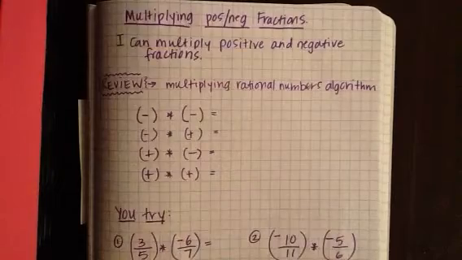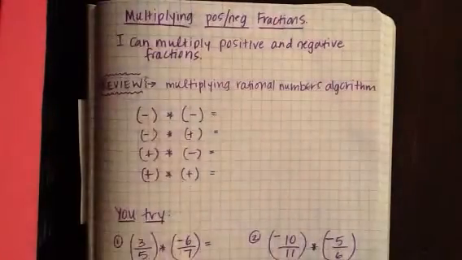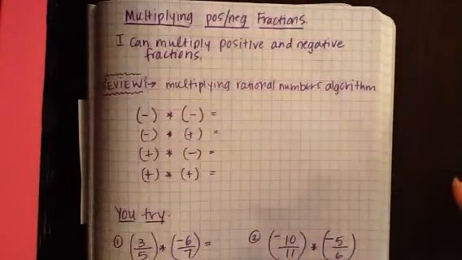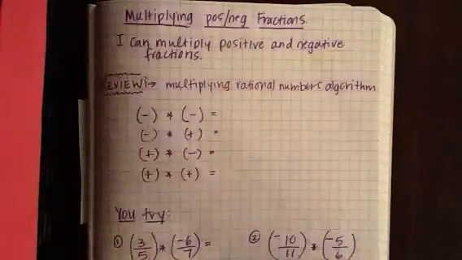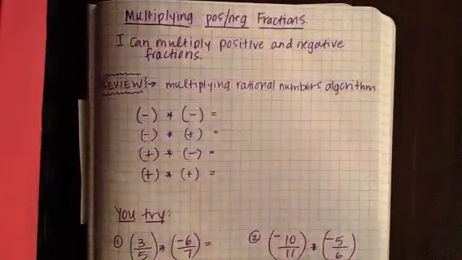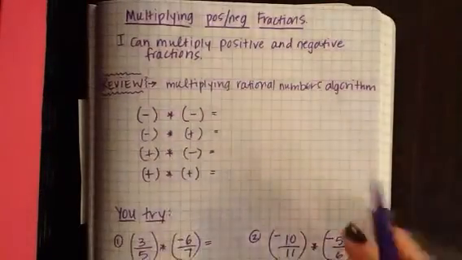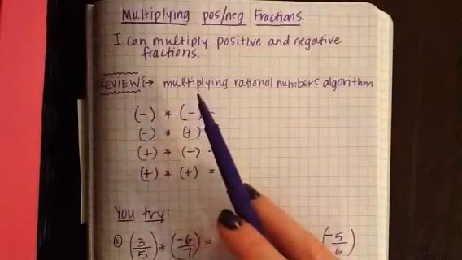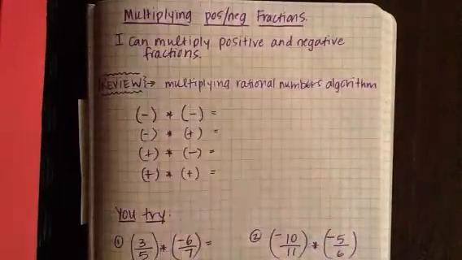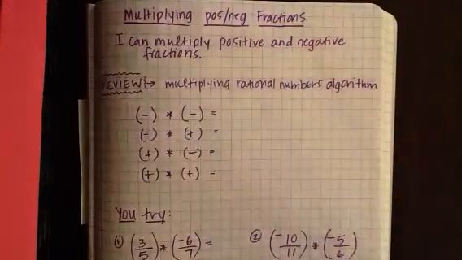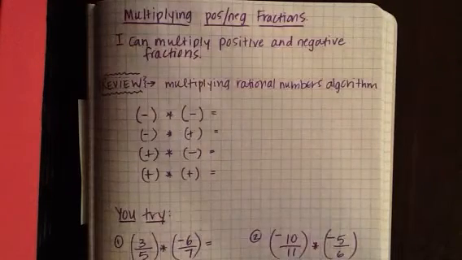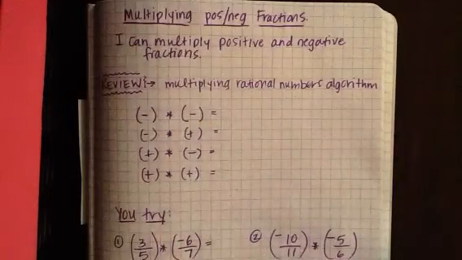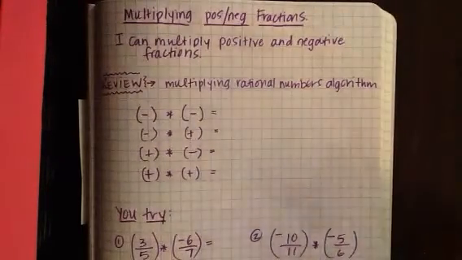In your interactive notebook table of contents, it should say pages 32 and 33 for multiplying positive and negative fractions, or just multiplying fractions in general. The learning target for this page would be: I can multiply positive and negative fractions. The nice thing about this is once you understand the rules for multiplying integers, they are the same rules for multiplying fractions, positive and negative.